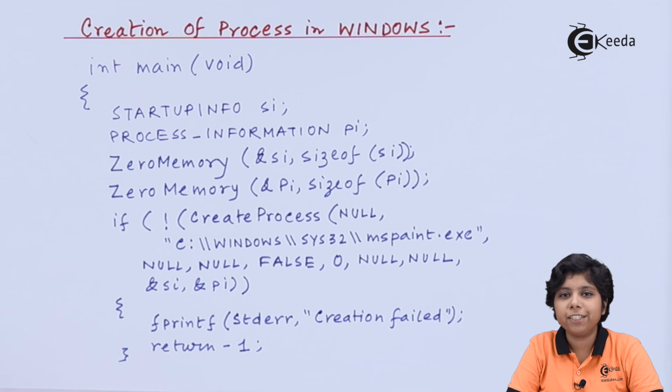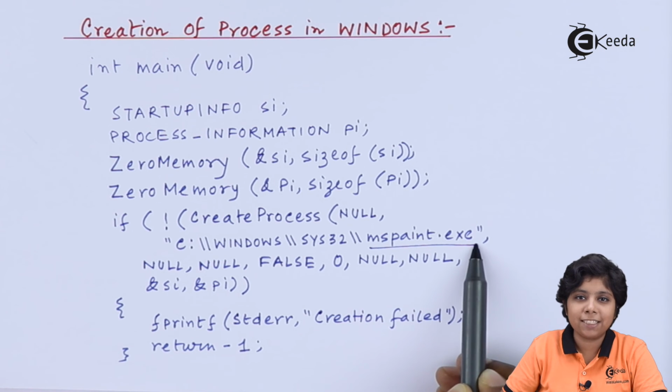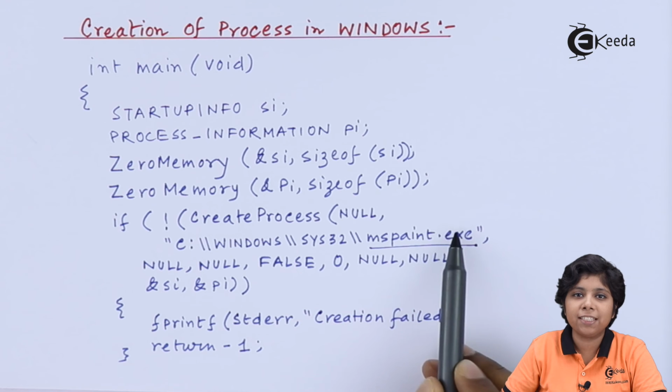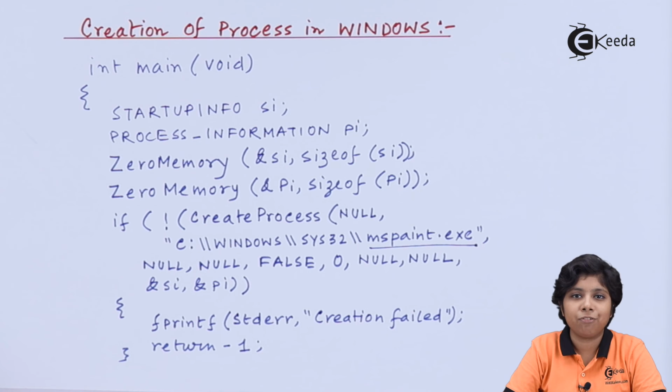Now here we are using the CreateProcess command to create the actual child process. As we have mentioned, there are at least 10 parameters in the CreateProcess command. The first two parameters are the process name and the command line. If the process name is null, then the command line will determine what process is going to be executed. Here we are executing the mspaint.exe process. The mspaint.exe and its directory path name is given here in the command line.